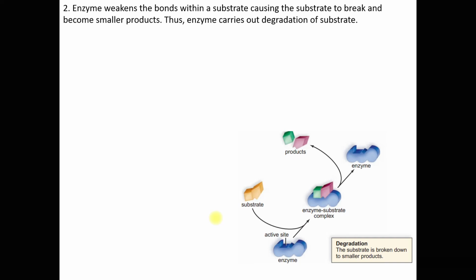Now second, enzyme weakens the bonds within a substrate, causing the substrate to break and become smaller product. This enzyme carries out degradation of substrate. We can see the degradation here, how the substrate binds with the enzyme to form the enzyme substrate complex, and then this enzyme in the enzyme substrate complex will break down the substrate into smaller products. And then the enzyme can be reused for the same reaction.